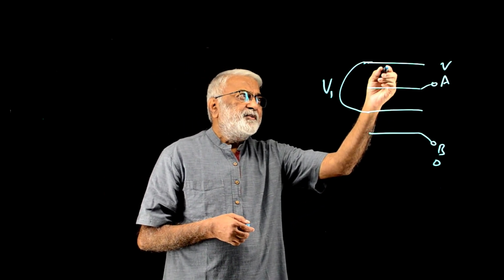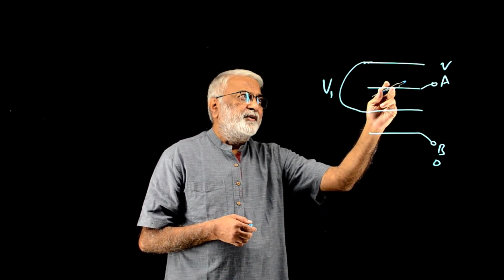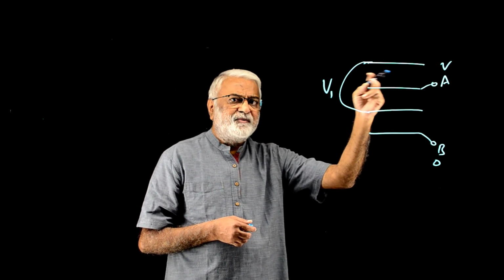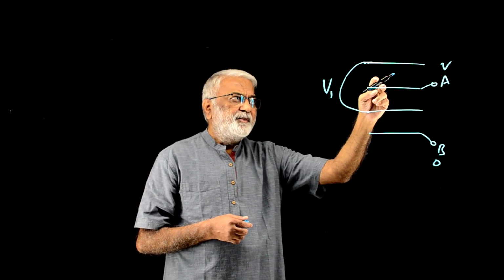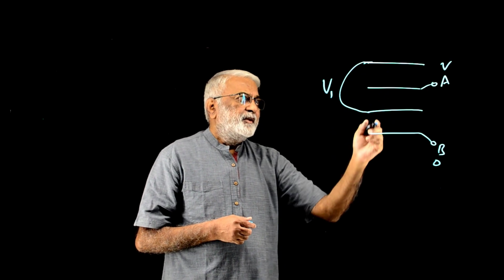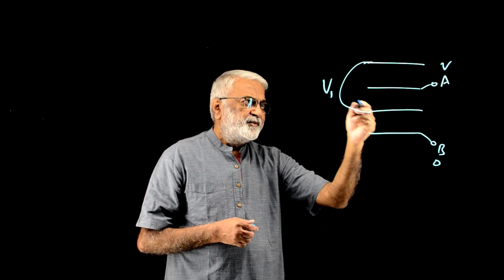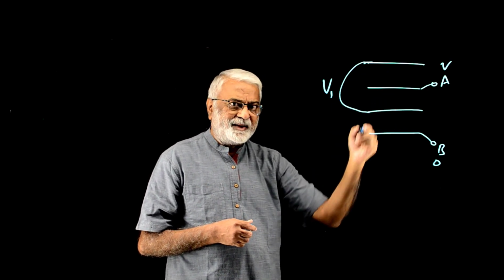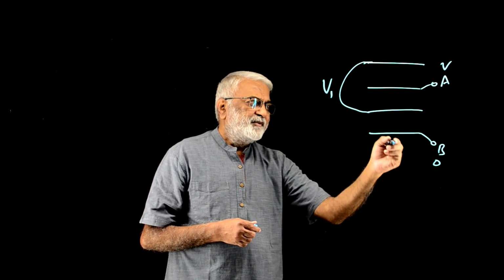So we know the potential difference between the pair of conductors. This is V minus V1. We'll assume V1 is between 0 and V. This will be V minus V1. This is V1 and this is V1. So this is again V minus V1 there. And this is V1 and this is 0, V1.